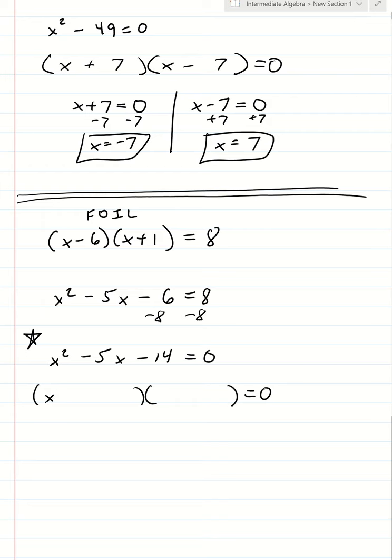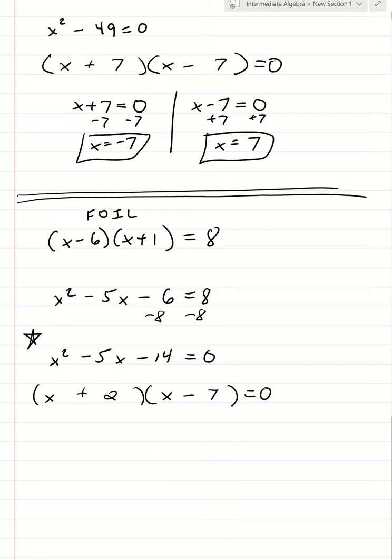Factors of x squared: x and x. What do we know about the signs that go on the inside? Well, they have to be different signs, one plus, the other minus. And factors of a negative 14 that would add up to a negative 5 would have to be a positive 2 and a negative 7.